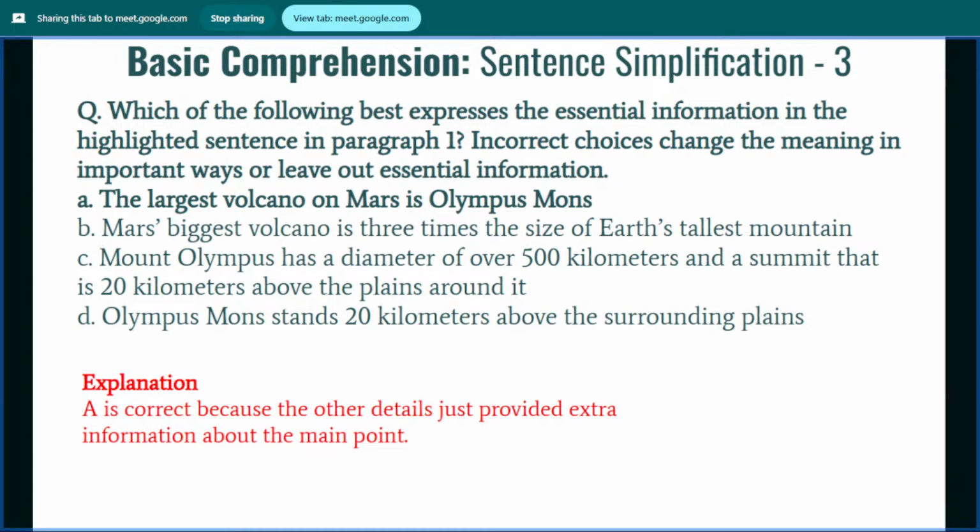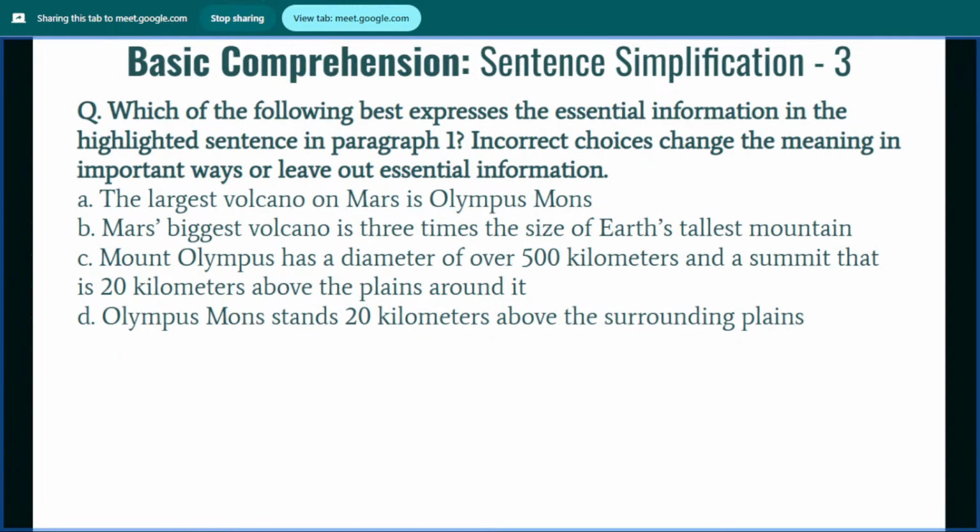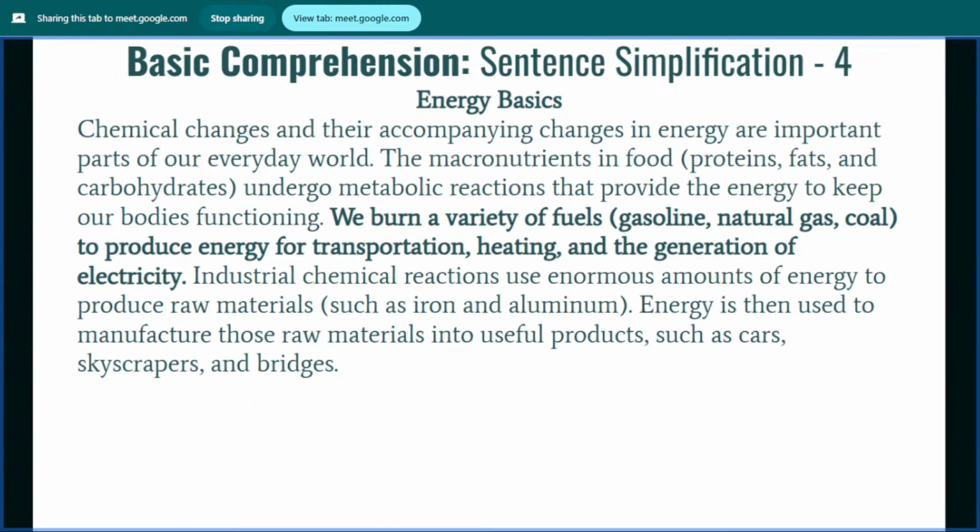So, the other options just showed you extra information about the main point. The main information that was highlighted, they did not show that information. Understood? Yes, ma'am. So, don't go with something just because it is mentioned in the passage or mentioned in the highlighted sentence. Make sure the main point is being highlighted. Okay? Last one.